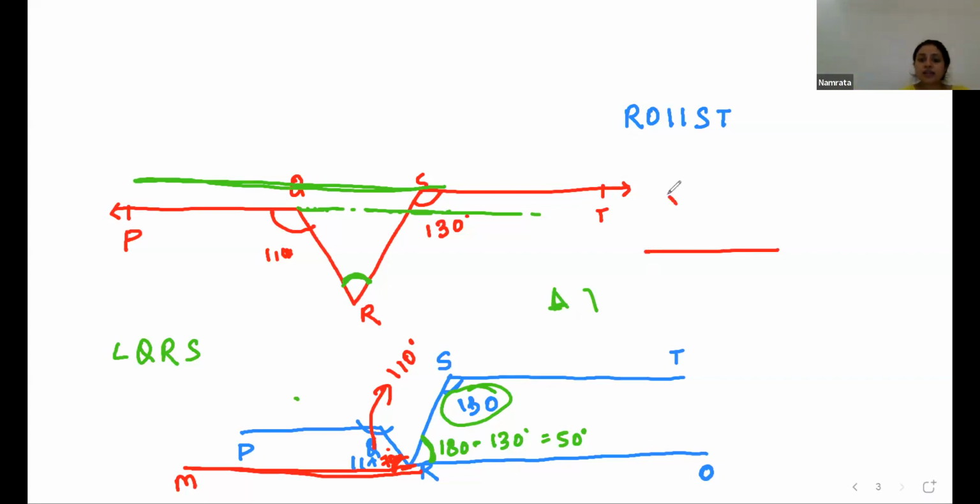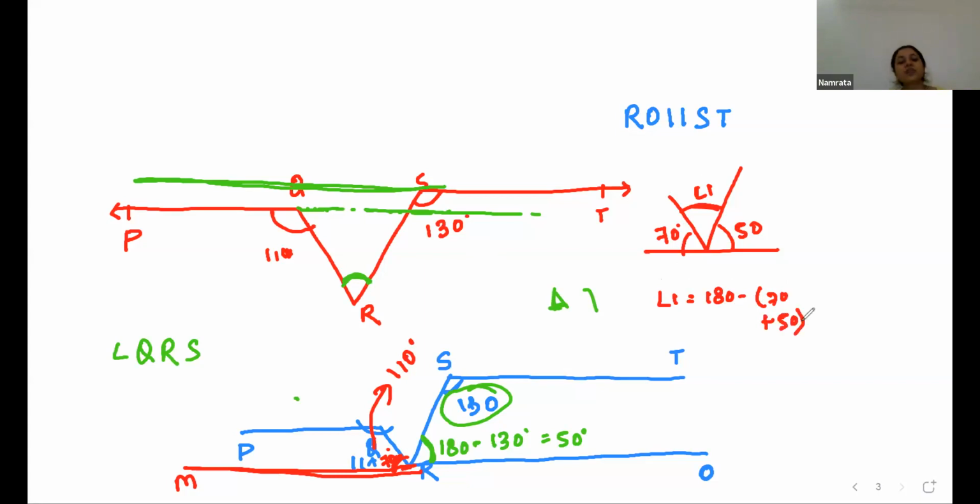Can you see like this we are having this is 70, this is 50. So can we find this one by using the linear pair concept? Yes. That is 70 plus 50 plus this angle will be 180. Suppose this is angle 1. So angle 1 will be 180 minus (70 plus 50), and easily you will be able to get that angle QRS, right? Are you getting it, Rumaisha?